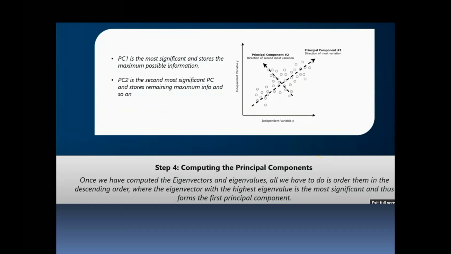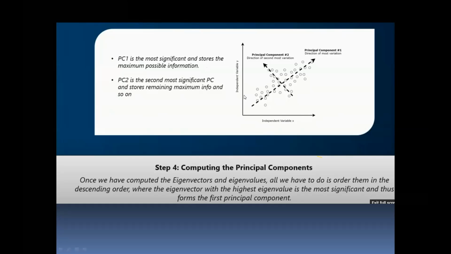Look at this particular picture, guys. This picture explains the principal components. PC1 is the most significant and stores the maximum possible information, and that is why we call it the principal component. The second principal component also has significant information, but it is lesser than the first one. In such a way, we have to arrange the eigenvalues of the data.